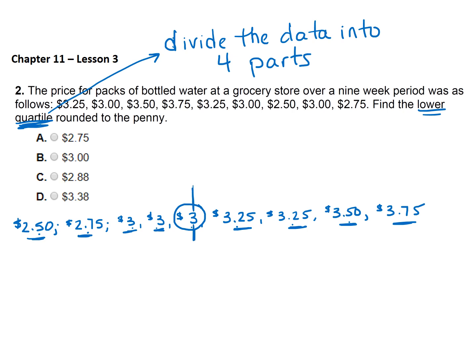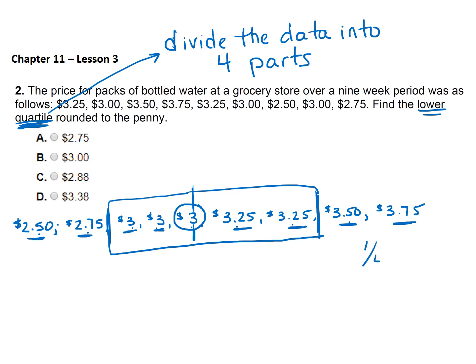Now I need to split this in half again. So this would be half, and this would be half, okay? So my data is going to look like this, okay? So this is 1/4 of the data, 1/4 of the data, 1/4 of the data, 1/4 of the data, okay? Now, when it says the lower quartile, you do need to know something. They're talking about this piece right here, okay?